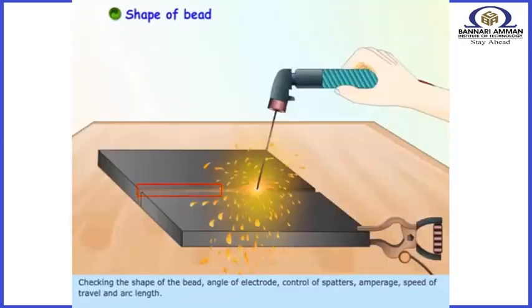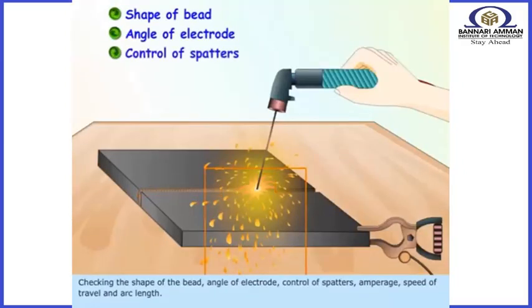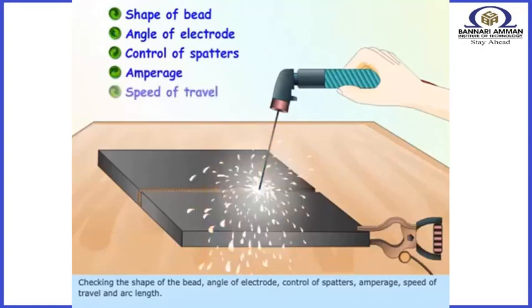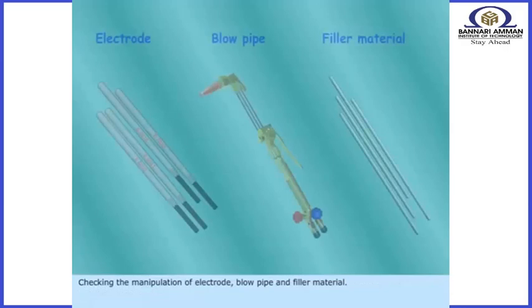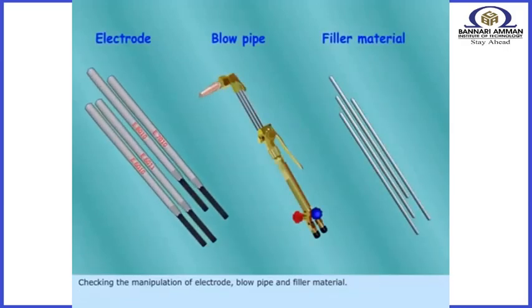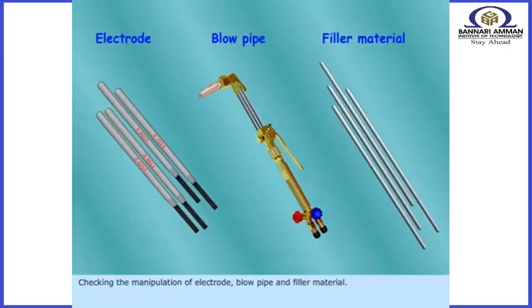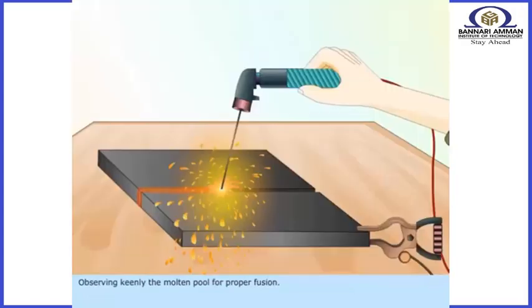Checking the shape of the bead, angle of electrode, control of spatters, amperage, speed of travel, and arc length. Checking the manipulation of electrode, blowpipe, and filler material. Observing keenly the molten pool for proper fusion.